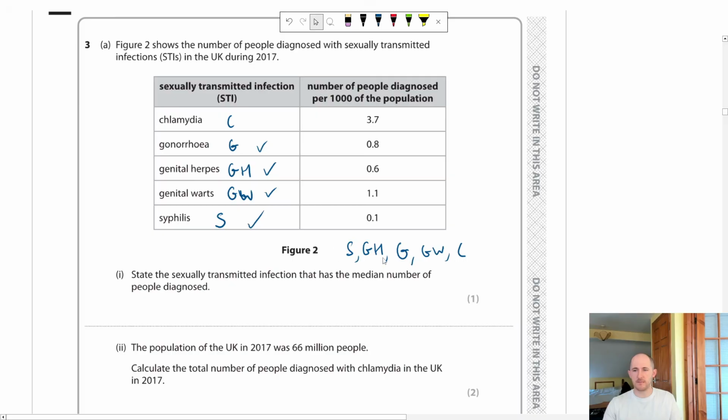Now all you do is you find the middle one. And you can probably see that the middle one is G. But just to be super clear, you can cross one off each side. And G is the one in the middle. And G, again, you wouldn't just write G. You'd have to write gonorrhea. So G-O-N, thank God, the name of the disease is there, because I would have forgotten.